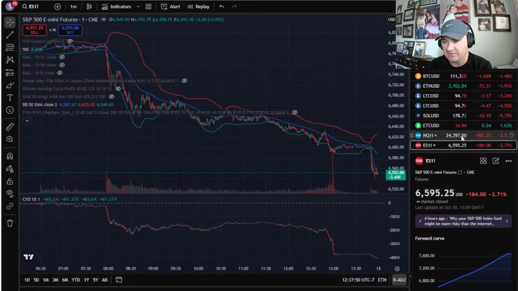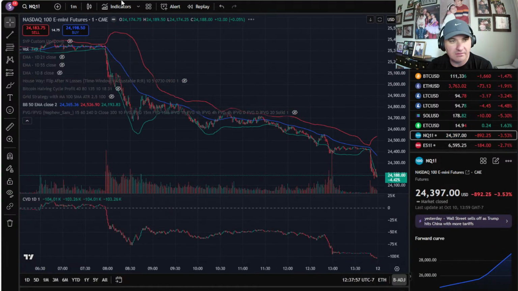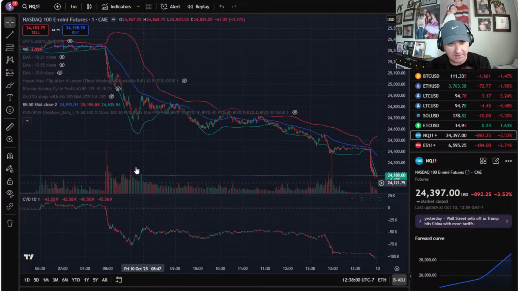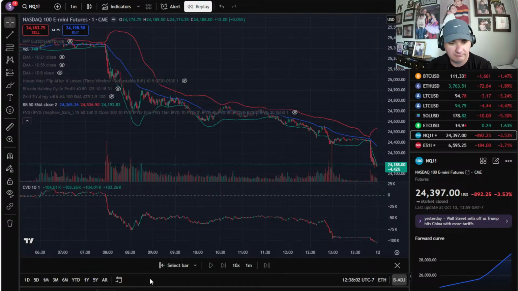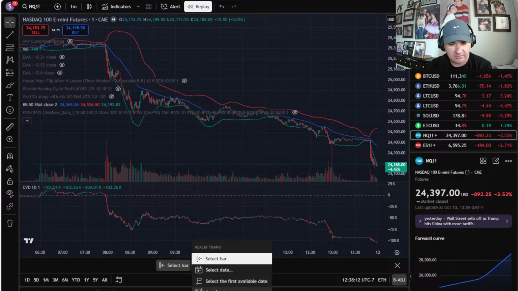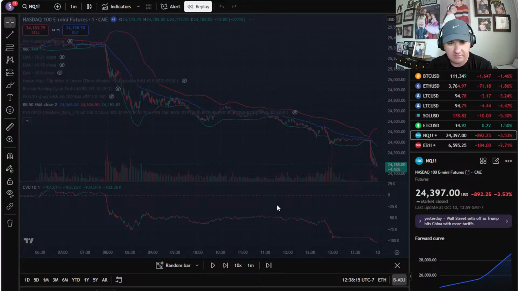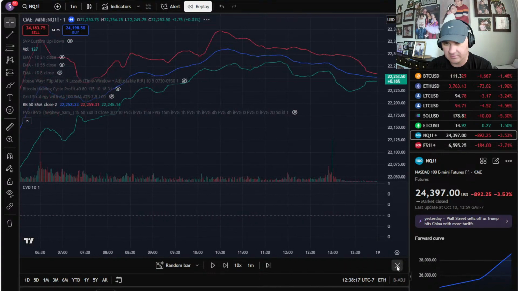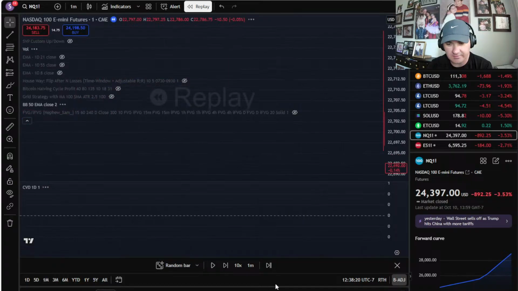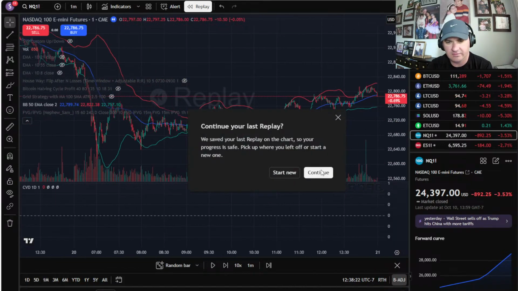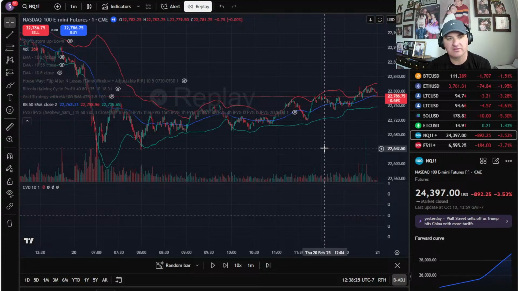So we're going to backtest NQ. If it'll work, there we go. We're going to go into replay. Let's see. Actually, we'll do random, and then we'll do random. Or so regular trading hours. No, this is it. So here we go.